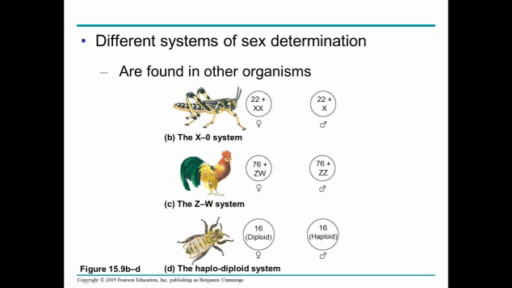In chickens, or I guess roosters or fowl, you have the ZW system. I don't know, honestly, why the difference, but you'll notice they have significantly more chromosomes. And here you have bees, where you have the haplo-diplo system, where females are diploid and males are haploid. So interesting.